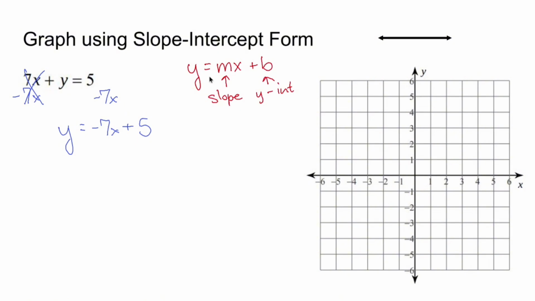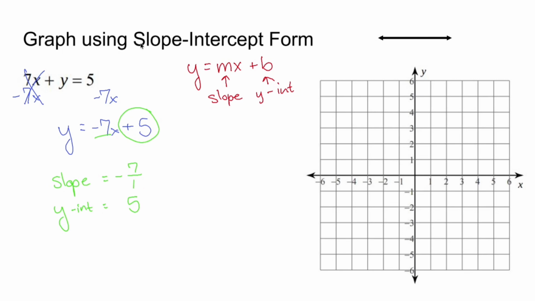In slope-intercept form, when y is all by itself, the number in front of x is your slope. So your slope is negative 7. However, I'm not going to write out negative 7. Remember, slope is rise over run. So rather than saying negative 7, I'm going to make it negative 7 over 1. My y-intercept is the number that's floating around all by itself once y is all alone. So since y is all alone and 5 is floating around, my y-intercept is 5.